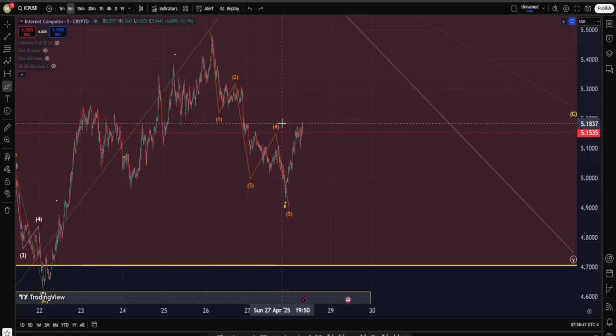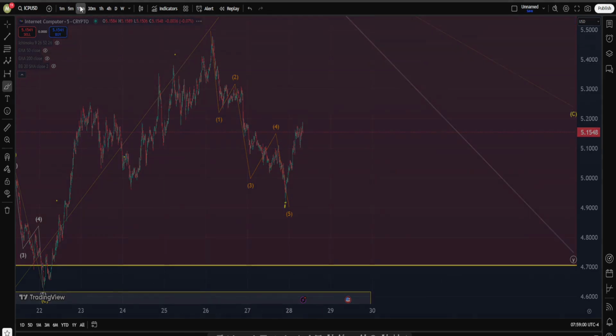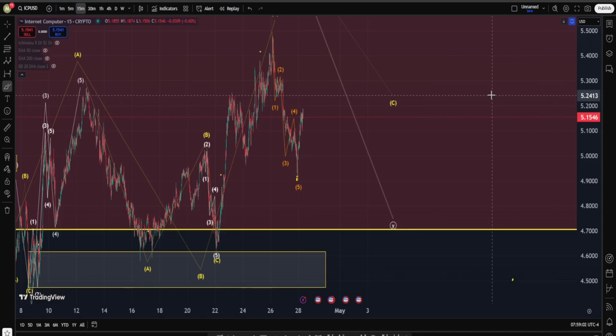You need to pay full attention to the shape of that move. If we get an impulse, great sign, we're going to continue our move up. If we get a correction, not a good sign, we can at least have another move on the downside. Now let's talk about that much more bullish possibility that we talked about earlier.